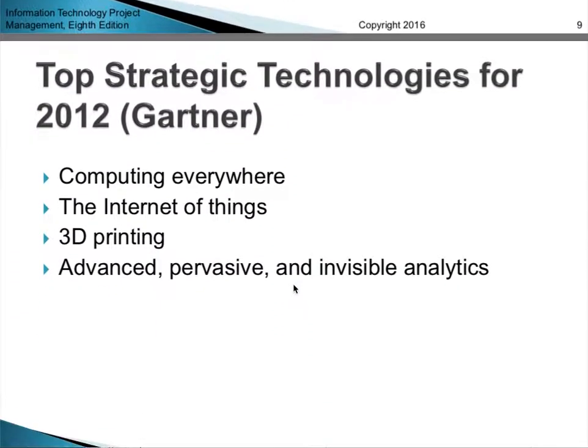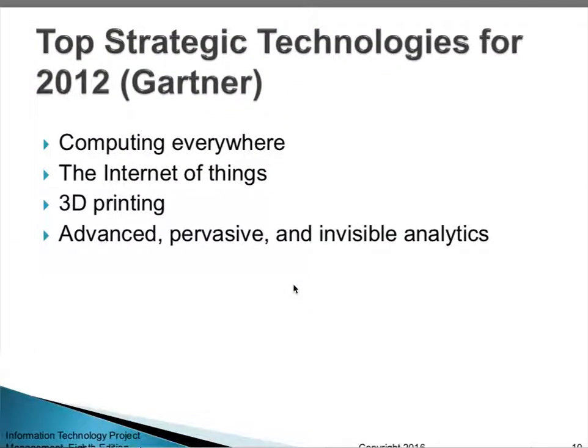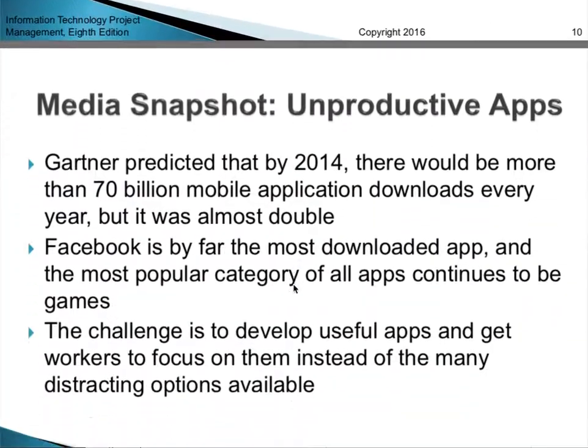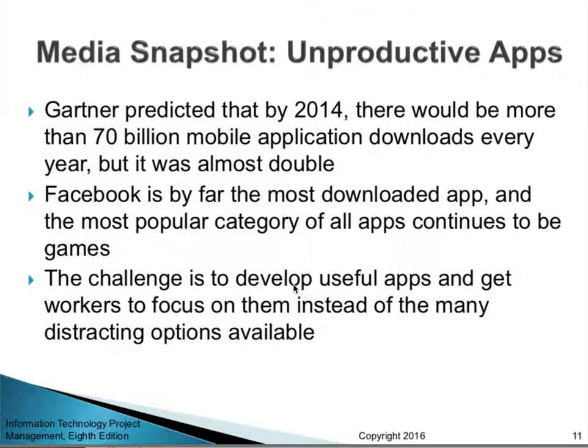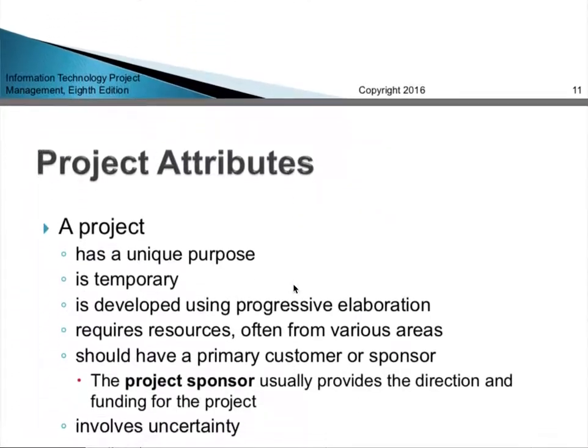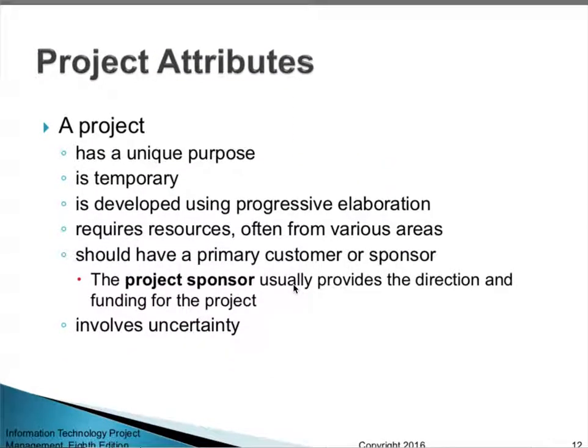Examples of IT projects, we didn't need to go through any of that stuff. This is a little outdated because you've got 2012 and 2014 statistics in here. Unproductive apps, Facebook, social media, things like that. Keep the work professional. A project has a unique purpose. It is temporary, developed using progressive elaboration, and you have a project sponsor.